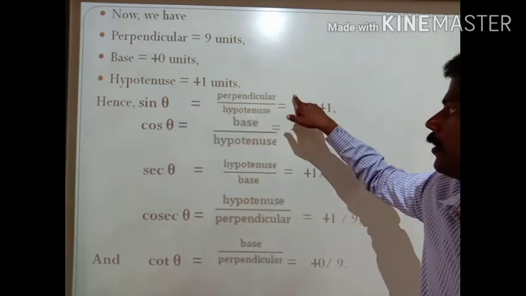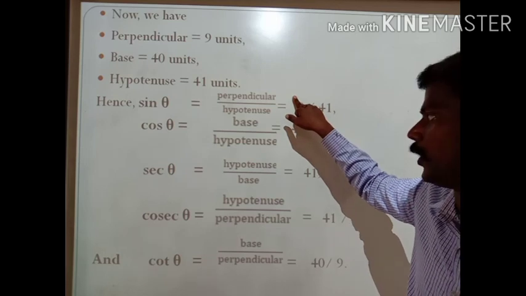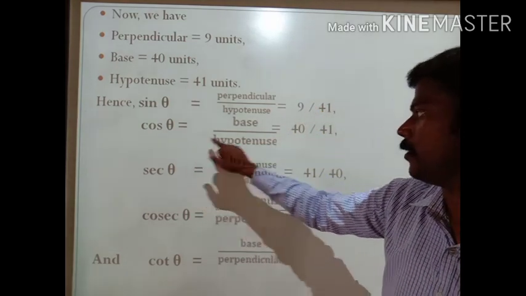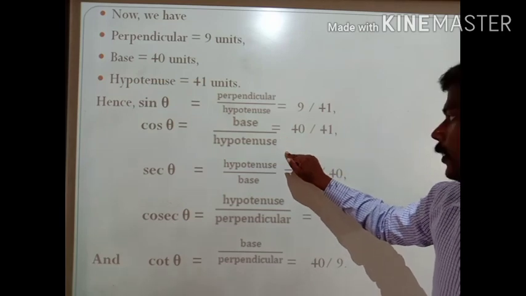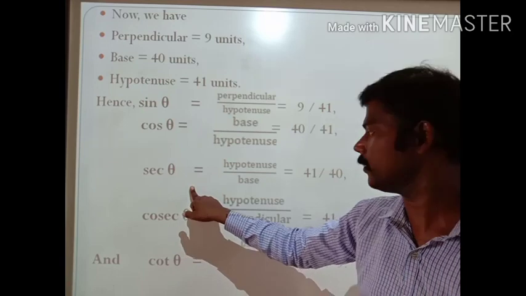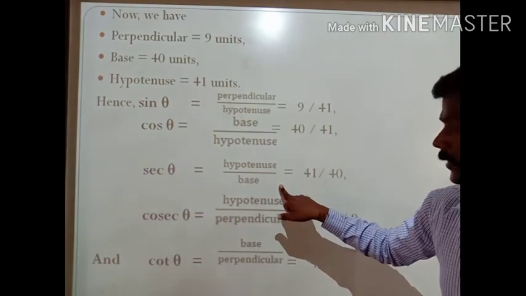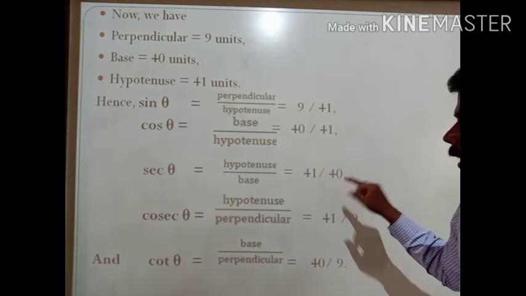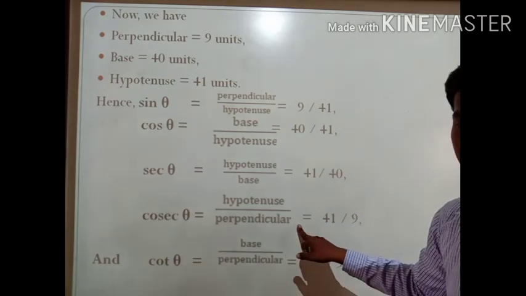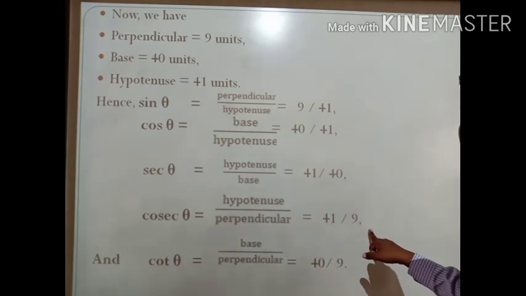Sin theta equal to what? Perpendicular by hypotenuse, 9 by 41. What is the cos theta? Base by hypotenuse, 40 by 41. What is the secant theta? Hypotenuse by base, 41 by 40. What is the cosecant theta? Hypotenuse by perpendicular, 41 by 9.